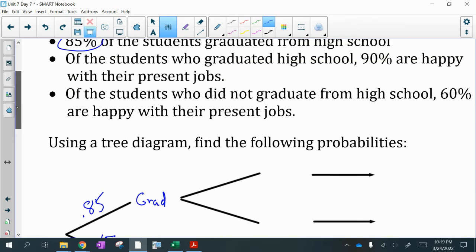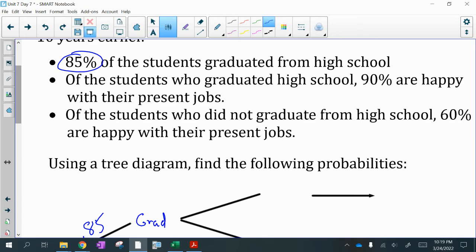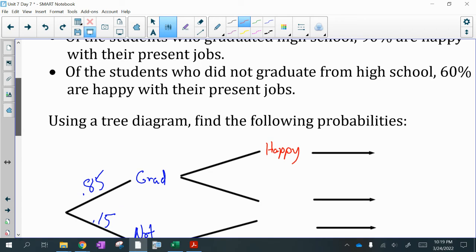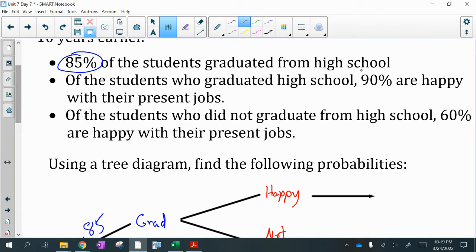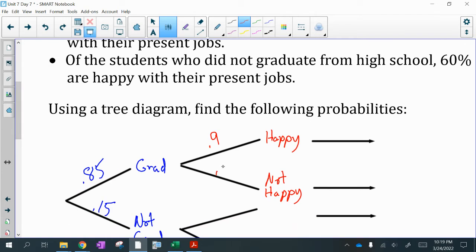Next, keep filling in information. We're talking about happiness in jobs. I'm going to say, all right, let's go to happiness. It says that if you graduate, 90% are happy with their jobs. So I'm going to say happy, and then down here, I'm going to say not happy. Let's look at the probabilities I'm supposed to work with. Well, it says 90% are happy, so that's going to be 0.9. And then down here, that's 0.1.